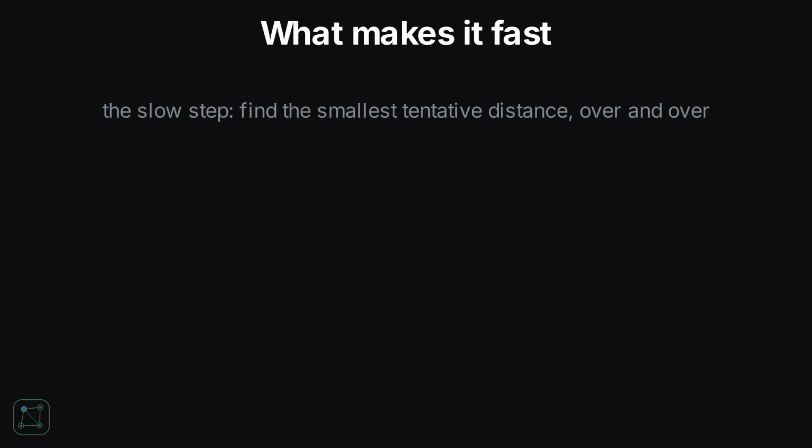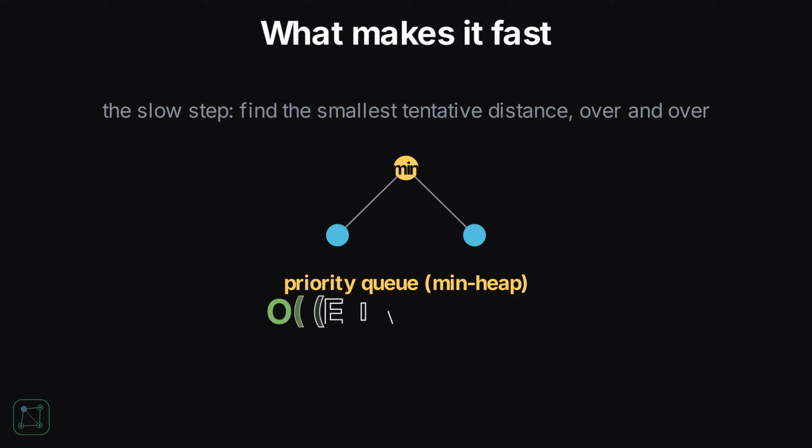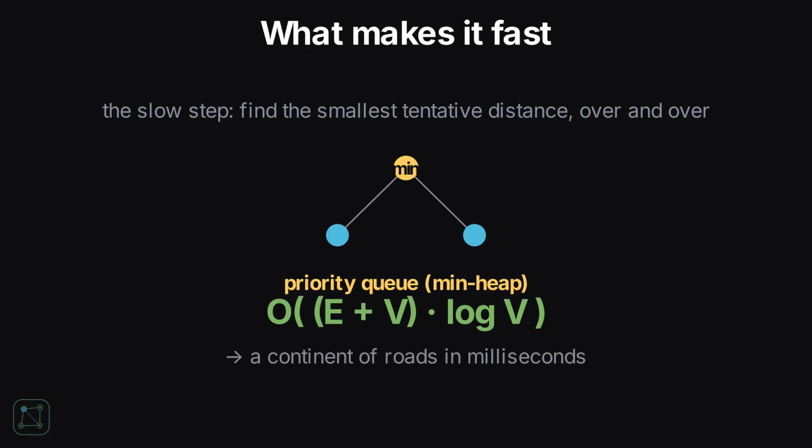The one expensive step is repeatedly finding the smallest tentative distance. Do that with a priority queue, a min heap, which always hands you the cheapest node fast. That brings the whole thing down to about O of E plus V times log V. That heap is the difference between instant directions and a frozen phone. It's what lets Dijkstra sweep a continent of roads in milliseconds instead of grinding through every possibility.